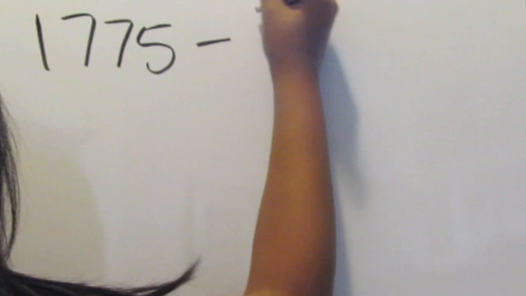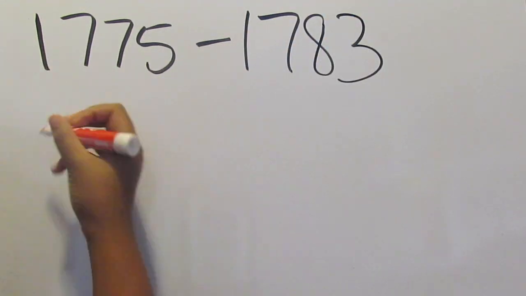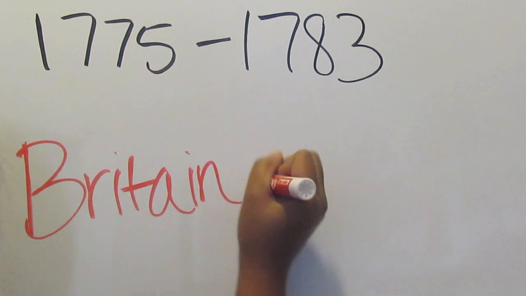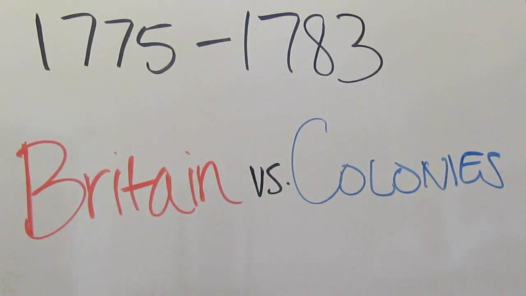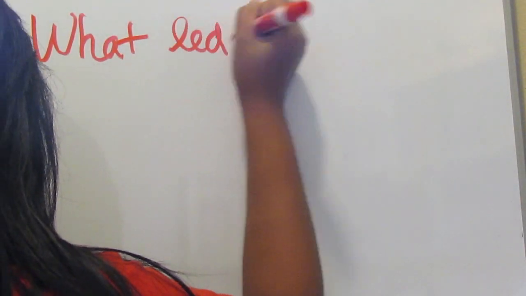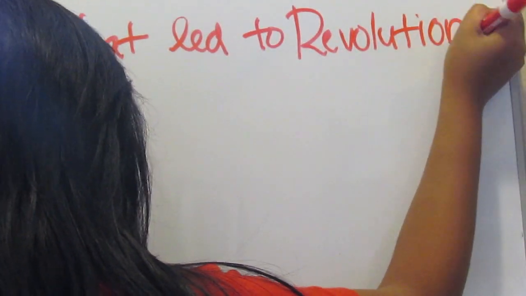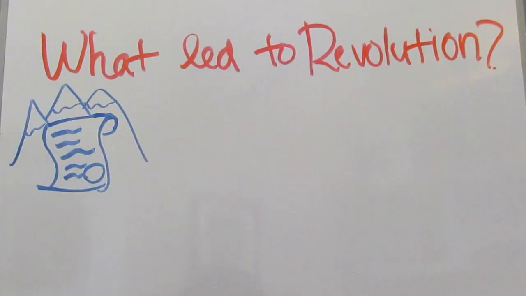The American Revolution was from 1775 to 1783. The war was fought between Britain and its colonies in the Americas. So what exactly led to the American Revolution? It began with the Proclamation of 1763.